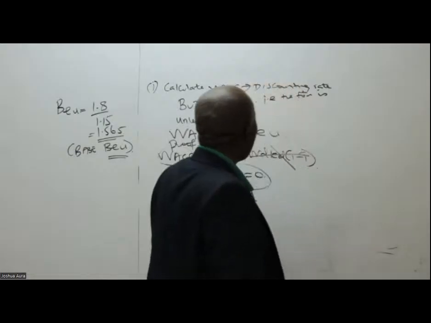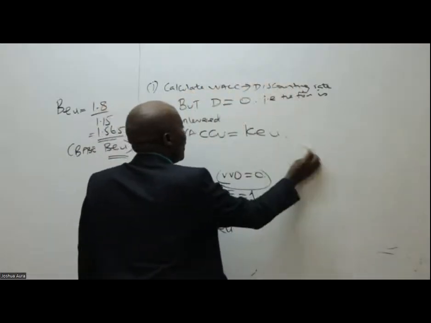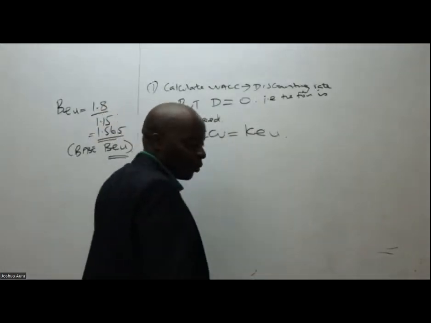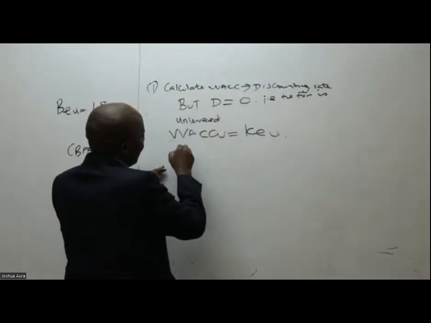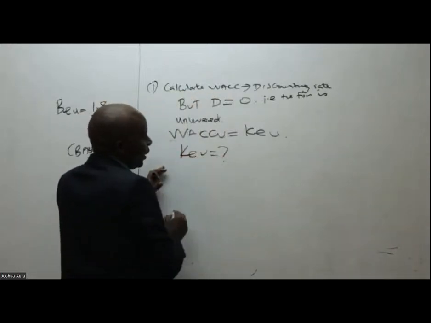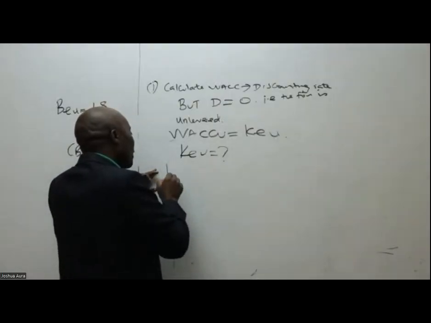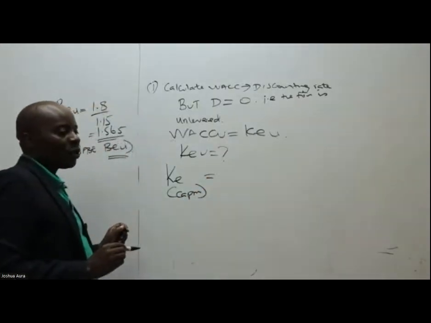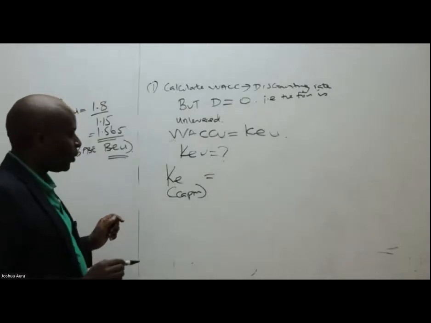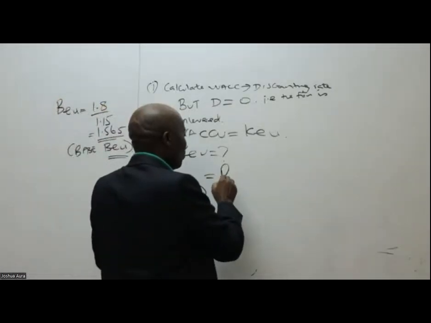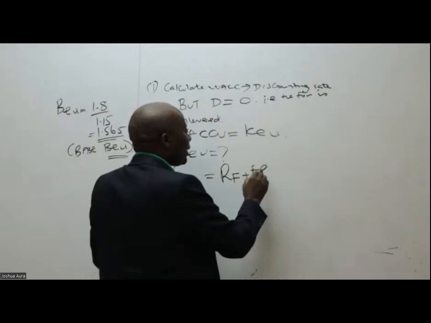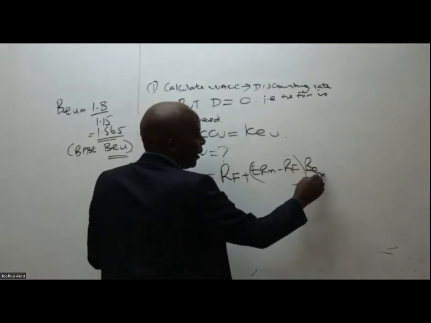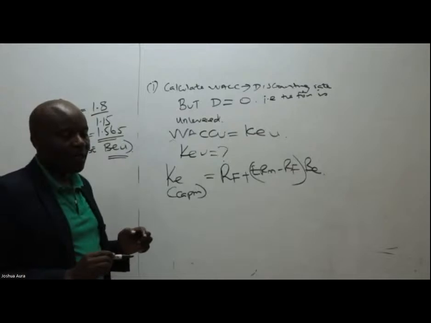So then, ladies and gentlemen, our work here will be to get this Ke U. So how do we get it? First of all, we know one of the functions of CAPM is to calculate cost of equity. And this CAPM goes like this: risk-free rate plus expected return of the market minus risk-free rate, multiplied by beta equity.